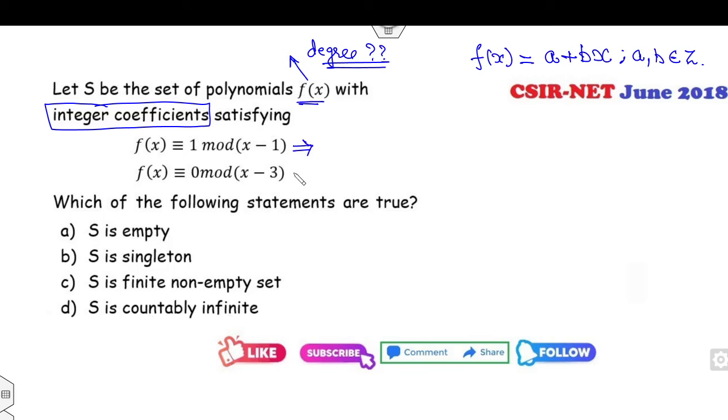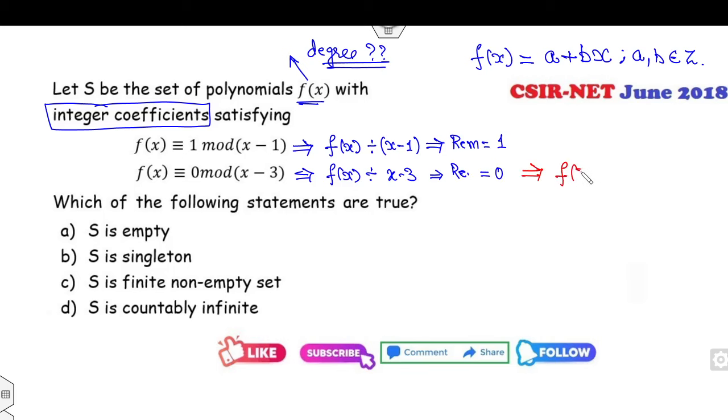What does it mean? That means when f(x) is divided by x minus 1, the remainder will be 1. And when you divide f(x) by x minus 3, the remainder will be 0. So what does it mean for the polynomial? f of 3 will be 0, because if the remainder is 0, that means 3 will be the root. The remainder is 1, that means f of 1 will be 1. Fine, that means f of 1 will be 1.